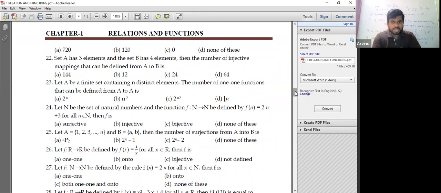So it is NPN, the number of 1-1 functions. NPN is nothing but n factorial. Option D, it is factorial n. So option D is the correct one.